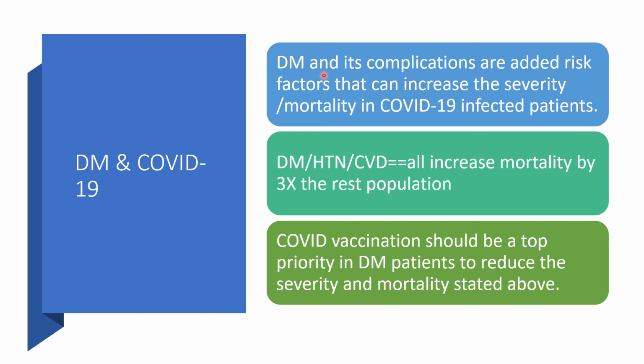So, diabetes mellitus and the complications of diabetes mellitus are added risk factors that may increase the severity and even mortality in anyone with COVID-19 infection. Note this. DM, hypertension, and cardiovascular diseases all will increase mortality by almost 3 times the rate in the rest of the population. So when that is known, nobody will hide the COVID-19 vaccine away from you. Please go and get it. COVID vaccination should be a top priority in DM patients. Why? To reduce the severity and mortality already associated with DM and COVID-19 infection combined.